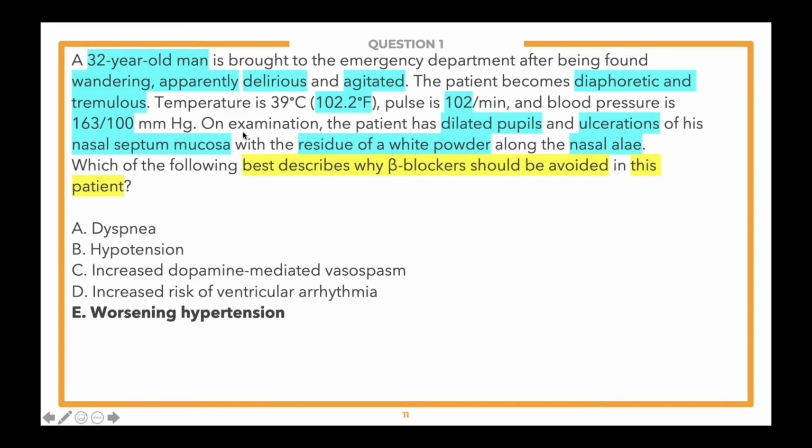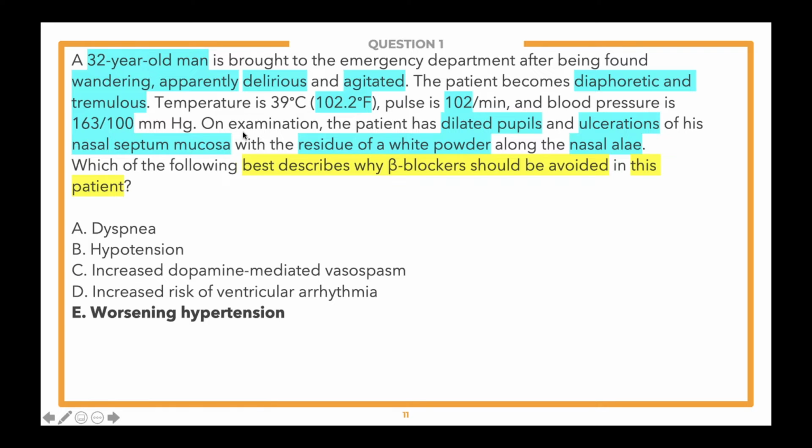Thank you, Sean. Yes, great job, guys. So let's take a look at what's going on here, okay? So this patient, hopefully you guys were able to pick up on, this white powder residue along the nasal alae and ulcerations of the nasal septum mucosa, likely getting at cocaine use, okay? So this patient's likely using cocaine. And as we know, cocaine can cause dilated pupils, okay?